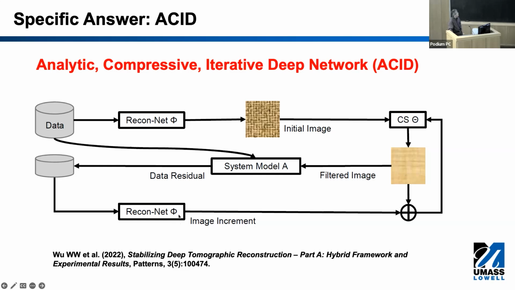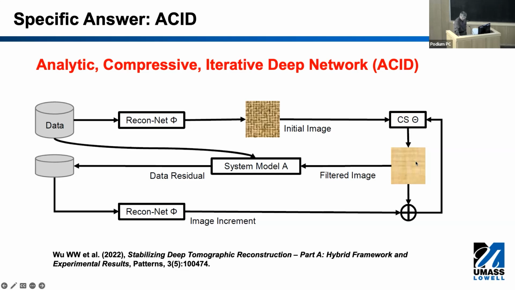So this output actually is the image increment. We combine the image increment with the previous image to update the current image, then pass it through the set component. This procedure can be repeated again. Then we have a kind of iterative scheme.